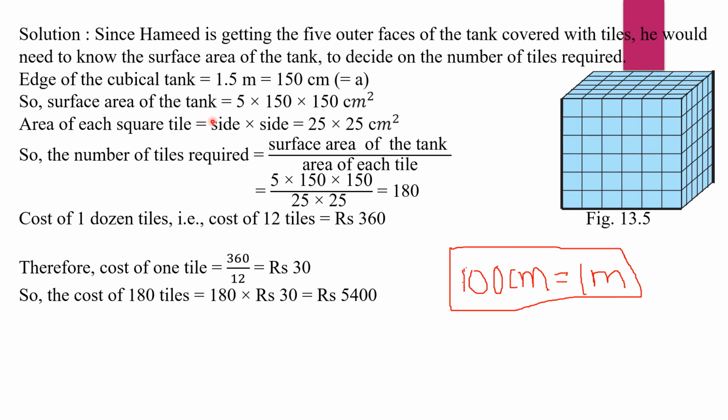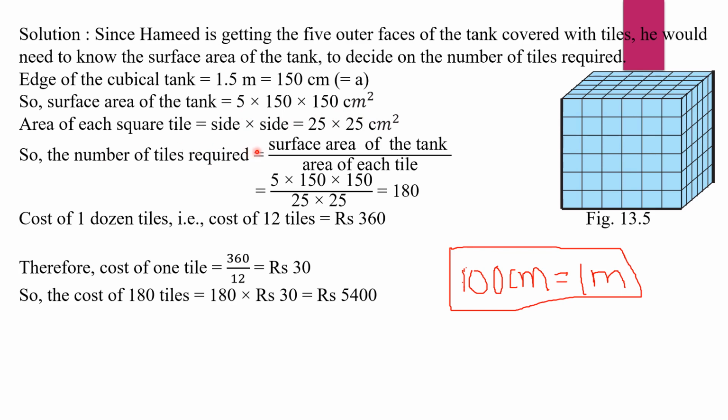So surface area of the tank is equal to 5 into 150 into 150, because he has to find the 5 outer surfaces of the tank. That is why we are multiplying by 5. Area of a square is equal to 150 into 150. Yes or no, my children? So 5 into 150 into 150 centimeter square. Understood this step, my children? Right.